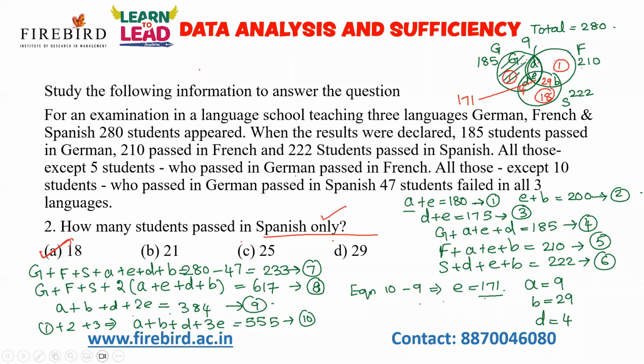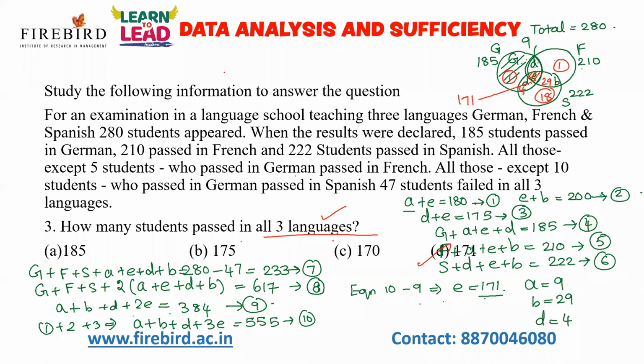Right? Now see the next question. How many students passed in all the 3 languages? All the 3 languages, what? 171 is the answer. That is the part which represents the center part. Okay, right? All the 3 languages, 171 is the answer.